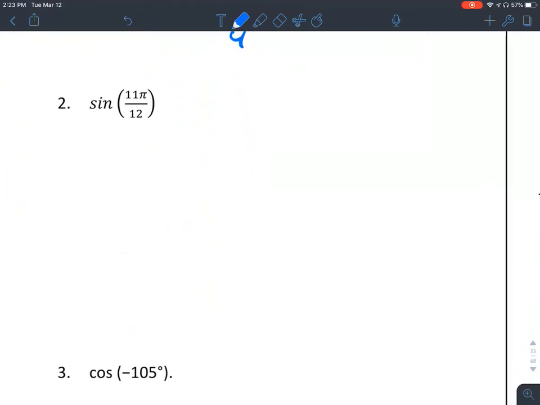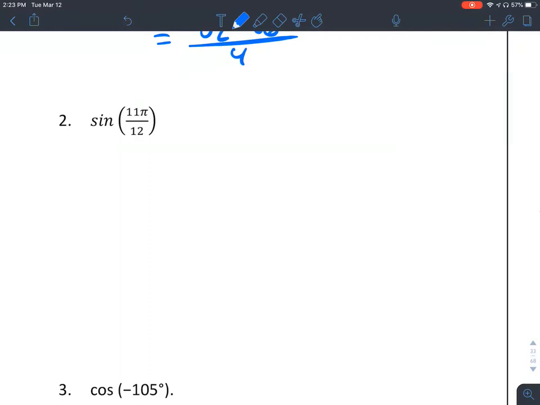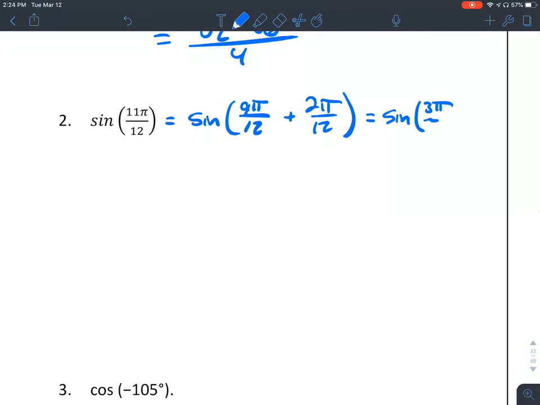Number 2. Number 2 is in radians. It makes it a little more complicated, but we want to be able to add things together here to get 11 pi over 12. So here's what I'm going to do. I'm going to add 9 pi over 12 to 2 pi over 12. Hopefully you agree that 9 plus 2 is 11. Now this reduces to sine of 3 pi over 4, which is a special angle, and pi over 6, which is also a special angle.